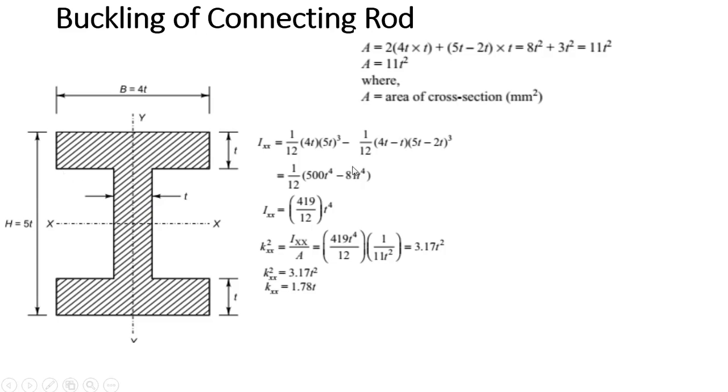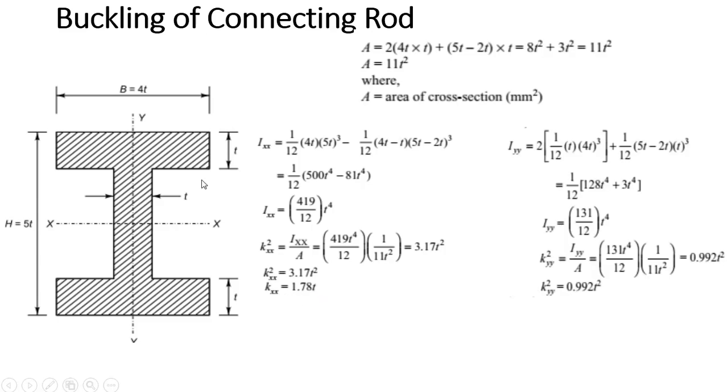And what are these small areas? Basically (40t minus t) for the breadth, and for the height, 5t is the total, then t and t, so this length will become 5t minus 2t. So now you have this area and this area. Again, b is this length, so bd cube is (40t minus t) times (3t) cube by 12. You solve it for IXX, and you know that IXX is equal to A times kxx square, so kxx square will be equal to 3.17 t square, so kxx is equal to 1.78t.